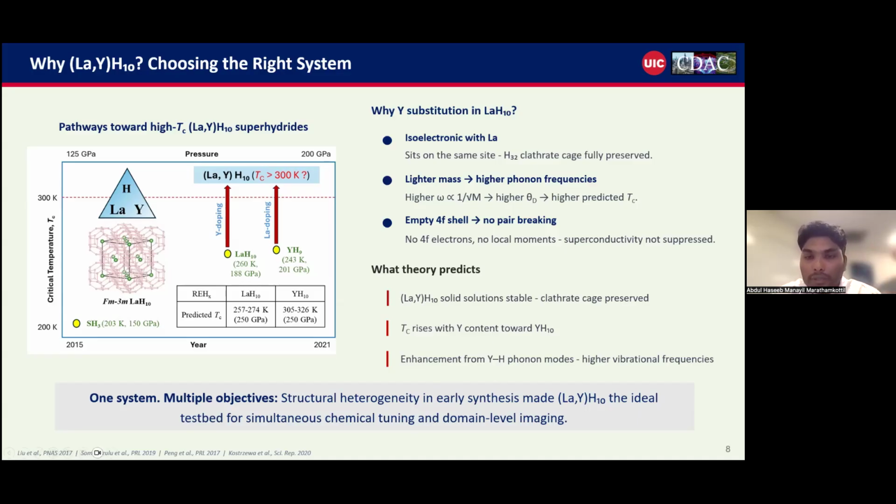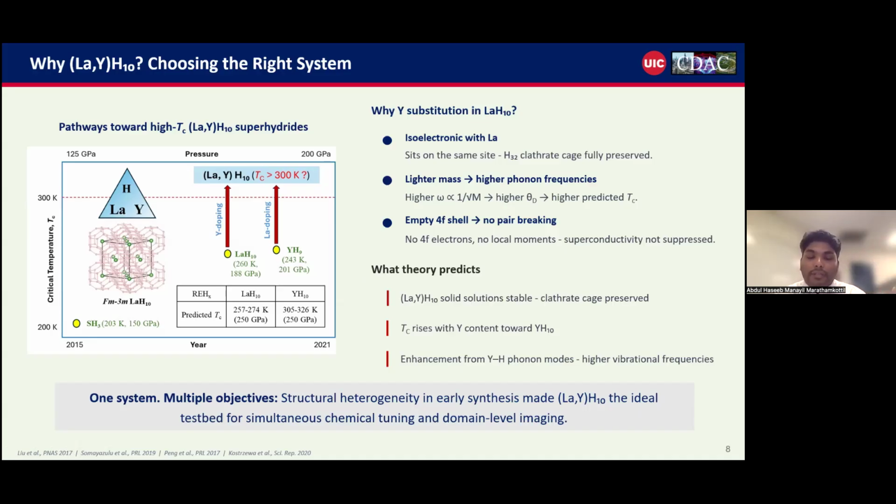But the most important reason we chose this system came from our own experiments. When we initially synthesized LaYH10, we observed structural heterogeneity, multiple phases coexisting within the same sample chamber. Rather than treating this as a complication, we recognized it as an opportunity. So one system, two objectives. The structural heterogeneity that makes bulk properties ambiguous is exactly what makes the system an ideal test bed, giving us distinct domains to image and distinct transitions to assign.